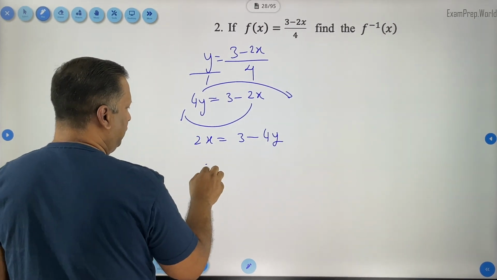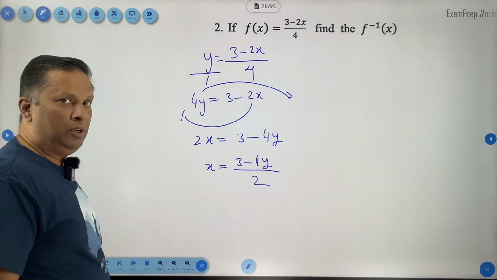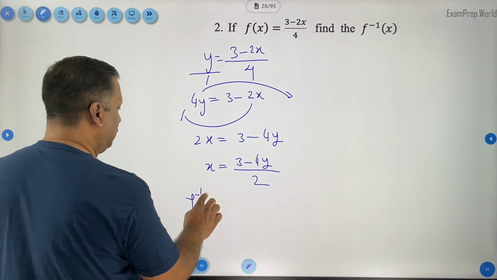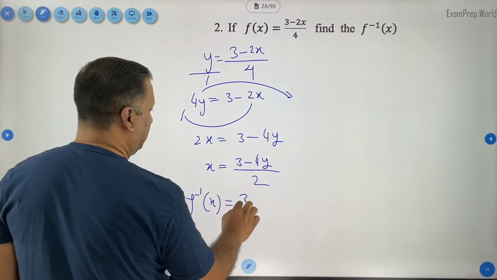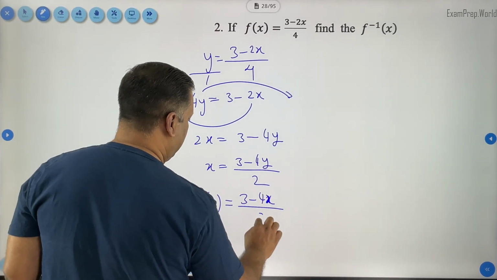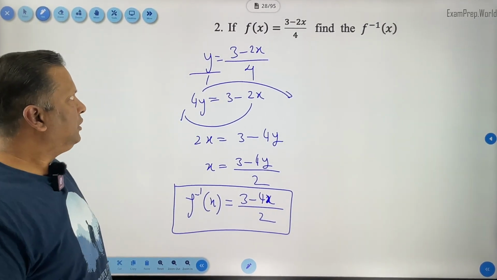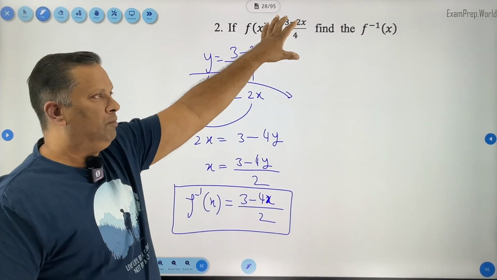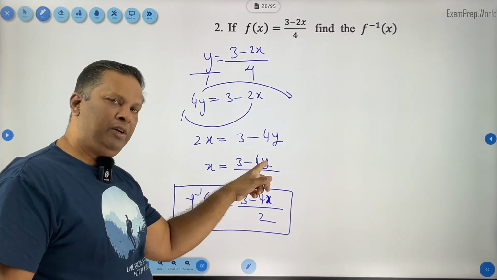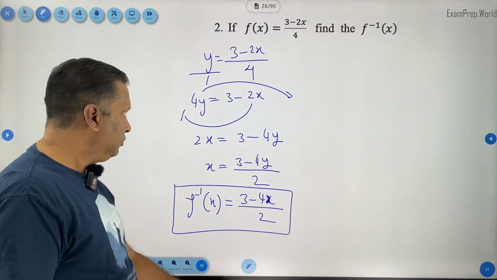Then what happens to this 2? It goes below. (3 minus 4y) divided by 2. Once you have done this, your job is done, right? So you can straight away write f inverse of x is, replacing this y with x, (3 minus 4x) upon 2, and that is your answer. Easy? So what we did first, we wrote y equals the same thing, we cross multiplied, changed the subject to x, and once again we converted y back to x, and that's your inverse function. Very easy. Let's do one more.